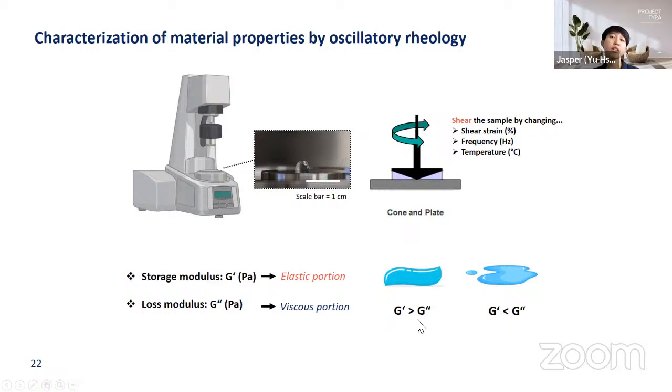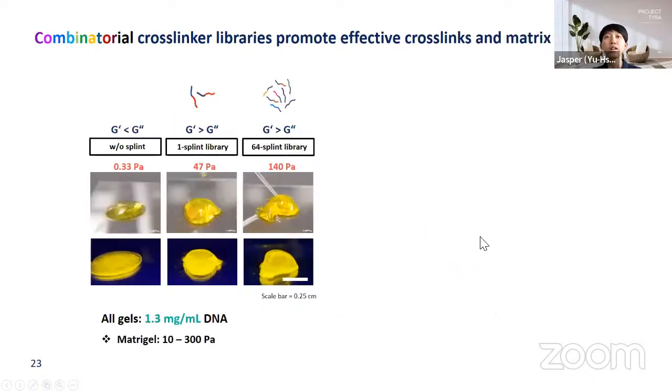The most important part is that if it's a gel-like material, the storage modulus G prime, representing the elastic portion of the material, will dominate over your loss modulus G double prime. If it's a liquid material, then it's the opposite way. Your loss modulus G double prime will dominate over the G prime. And by this, we anneal our gel, we do our rheology, and this combinatorial approach worked out quite nicely.